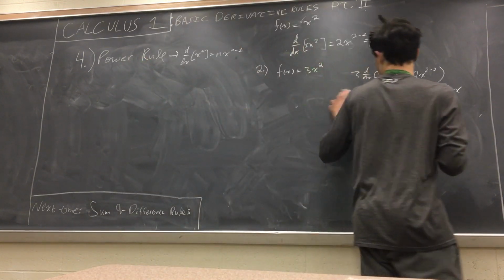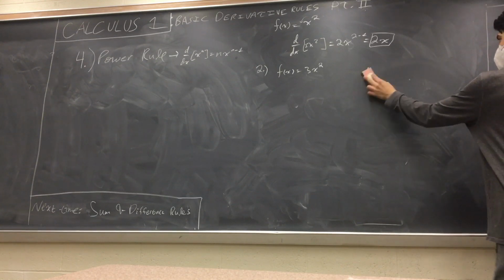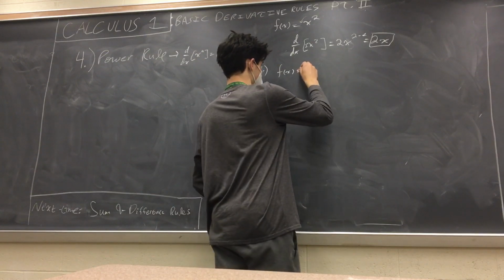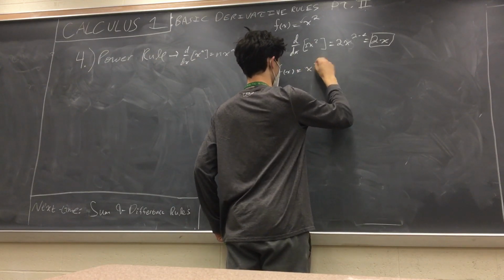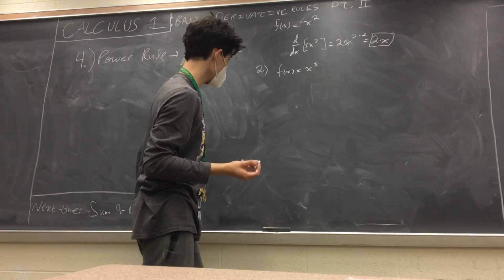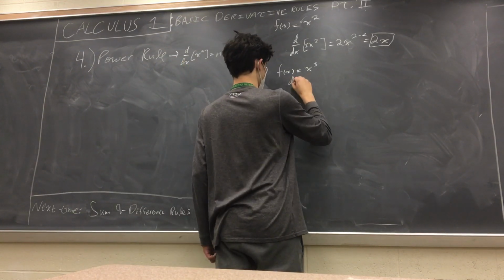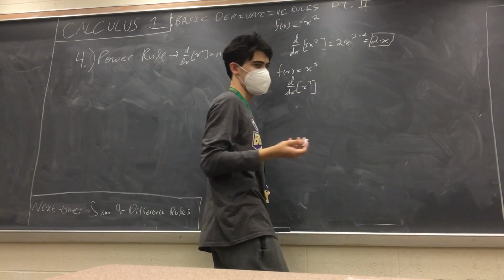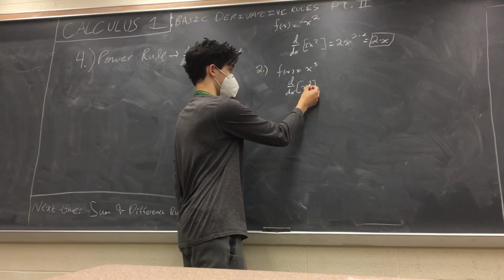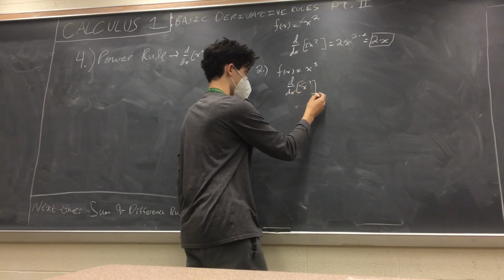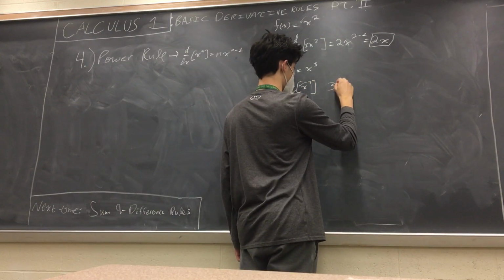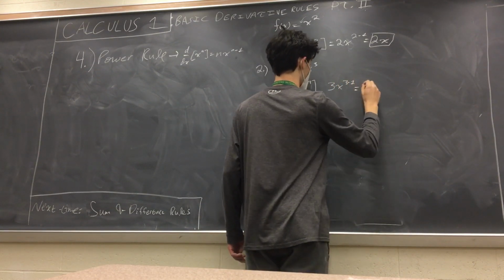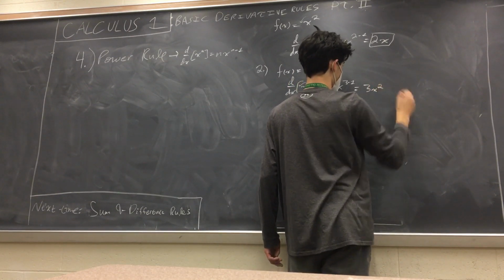Now let's look at a slightly more complex function. Say f of x is equal to x cubed. So we take the derivative of this, derivative of x cubed. In this case, our n equals 3. So we multiply by 3. We get 3x to the 3 minus 1, which is equal to 3x squared.